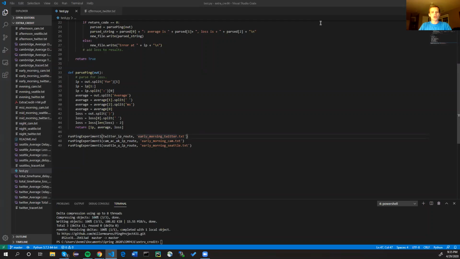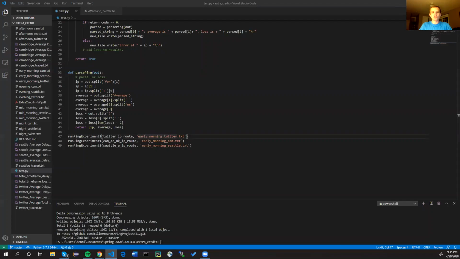I first ran a trace route on each of these websites to understand the path of routers that my packet of information takes to get to those websites. The trace route for Cambridge is 20 routers long, the trace route to Twitter is 10 routers long, with 1 request timed-out error, and the trace route for Seattle University is 12 routers long with 18 request timeout errors.